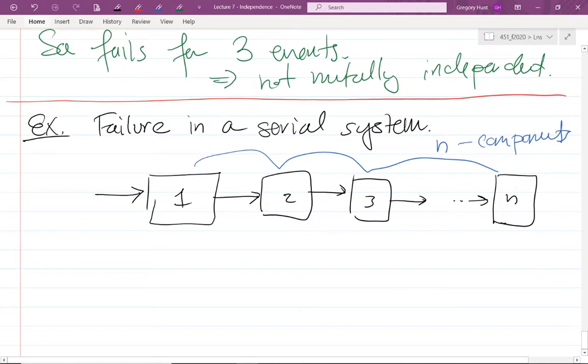And each of these components has a failure probability of p sub i. So the failure probability of component 1 is p1, the failure probability of component 2 is p2, p3 is the failure probability of component 3, all the way up to p sub n.